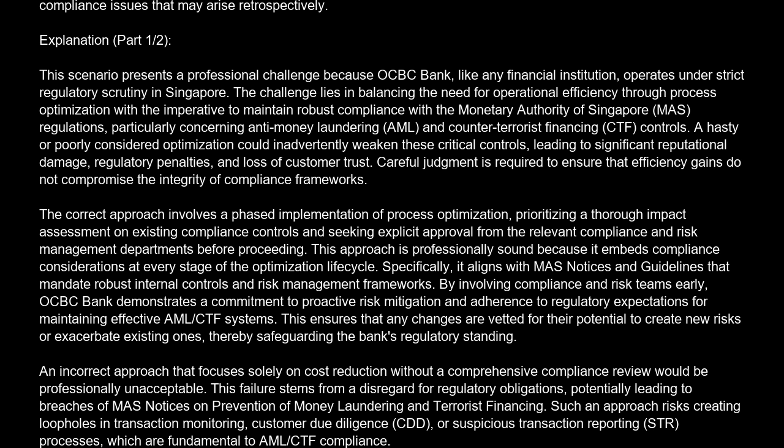The correct approach involves a phased implementation of process optimization, prioritizing a thorough impact assessment on existing compliance controls and seeking explicit approval from the relevant compliance and risk management departments before proceeding. This approach is professionally sound because it embeds compliance considerations at every stage of the optimization lifecycle. Specifically, it aligns with MAS notices and guidelines that mandate robust internal controls and risk management frameworks.